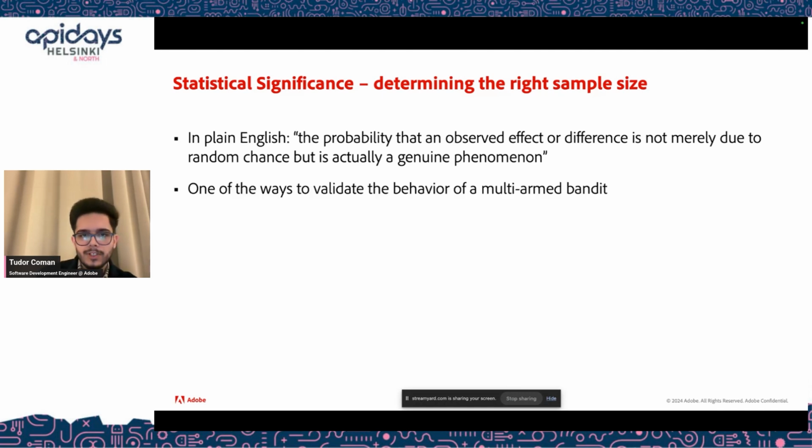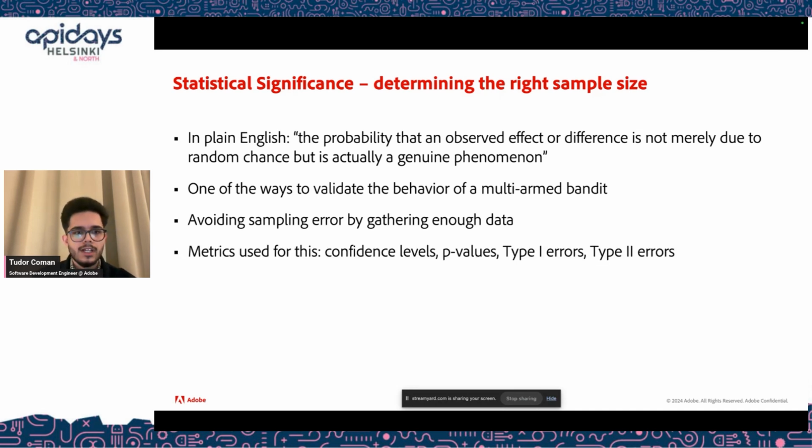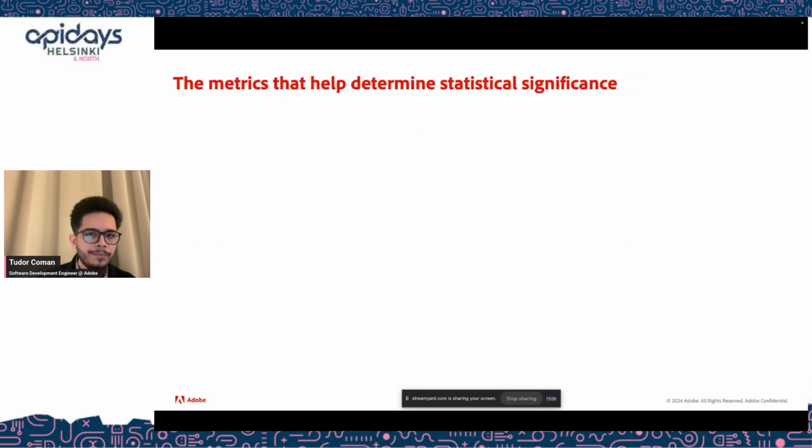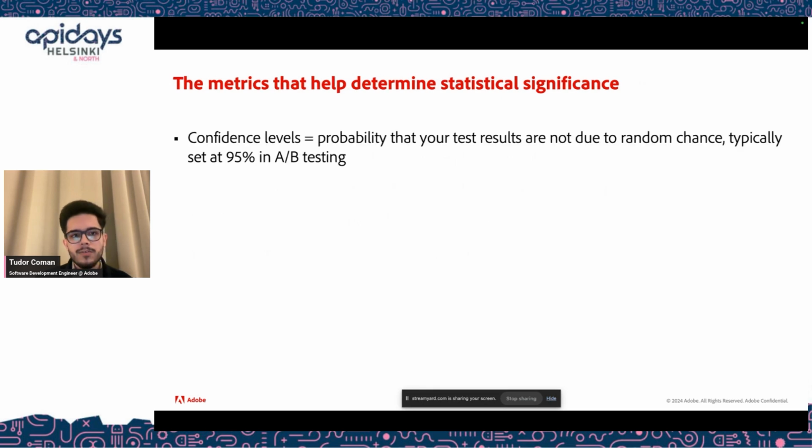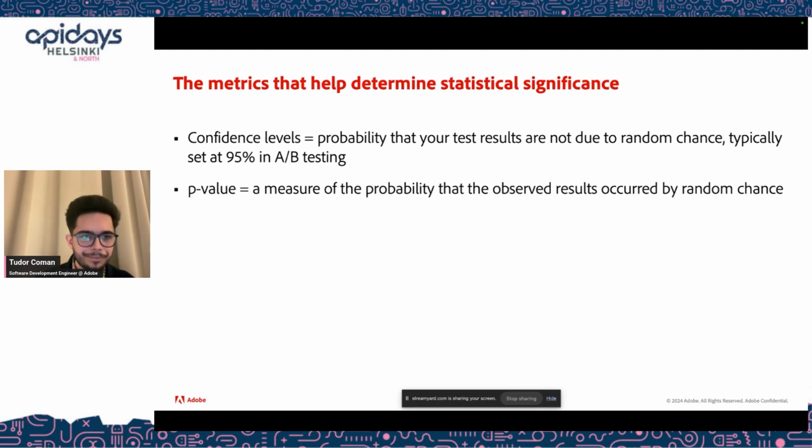As I said, this is one of the ways to validate the behavior of a multi-armed bandit, and you want to avoid sampling errors by gathering enough data. The metrics used for this are confidence levels, p-values, type 1 and 2 errors. Of course, you can look at more, but these are the most common ones. To make a quick overview, confidence level is basically the probability that your test results are not due to random chance. We typically set this at 95% in our A/B testing use case.